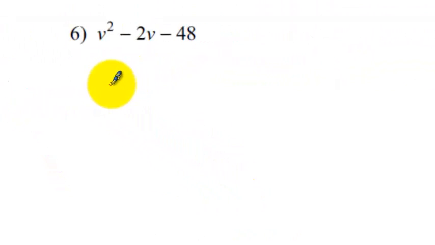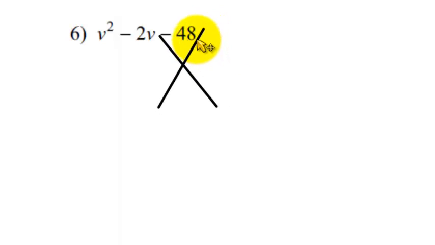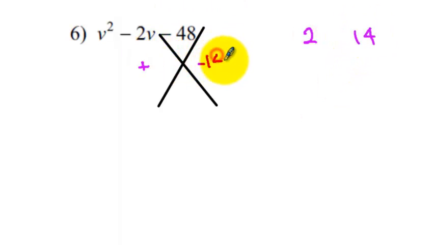Example number 6, c is negative. So again, the factors will be 1 positive and 1 negative. Now, since our b is negative, the factor that has a higher absolute value will be negative. So if you try, let's say, 2 and 14, 14 will be the one that is negative and 2 is positive. When you add 2 and negative 14, you are going to get a negative 12.